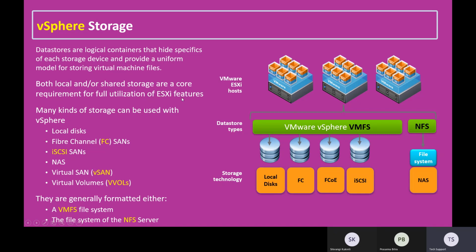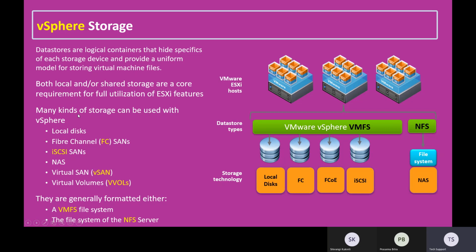Both local or shared storage are a core requirement for full utilization of ESXi features. We mention local and shared storage to install the ESX operating system. The best practice is to install ESX on a local storage, and to store the virtual machines, the recommendation is you can store on a VMFS or NFS. Both VMFS and NFS are considered shared storage. Shared storage means this datastore is shared between all the virtual machines and also shared between the ESXi hosts.